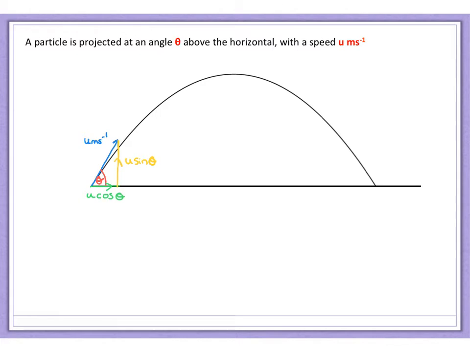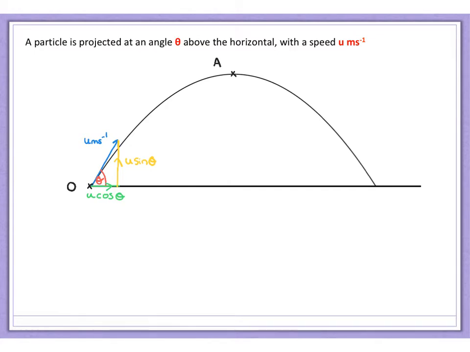So this time we see the full parabolic path of the particle. Let's assume it's starting here at the origin. It decelerates upwards until it reaches this point here, which for the moment we'll call point A, which is its maximum height above the ground.